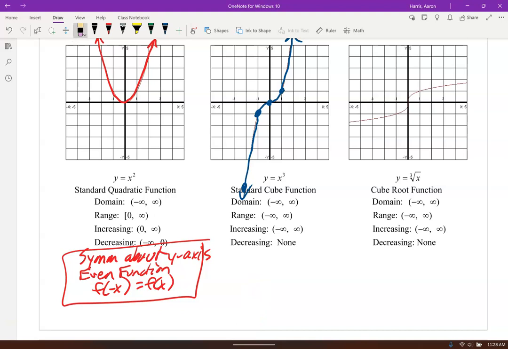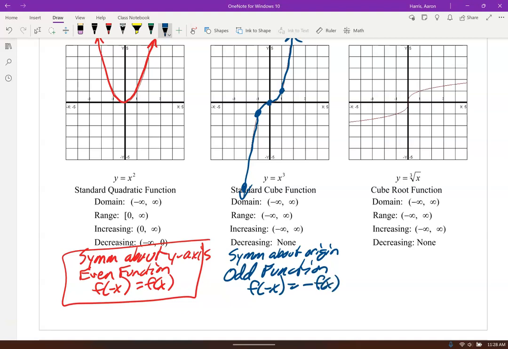And the last thing you should remember with this one is this is symmetric about the origin. In other words, it's an odd function. Don't forget, this is the classic odd function. In other words, f of negative x equals negative f of x.